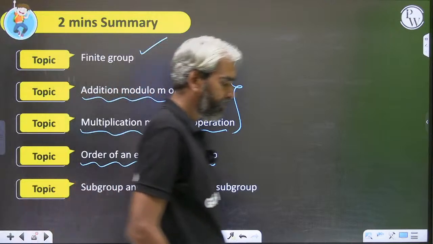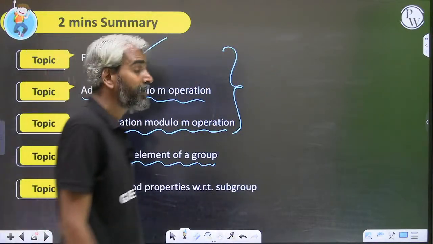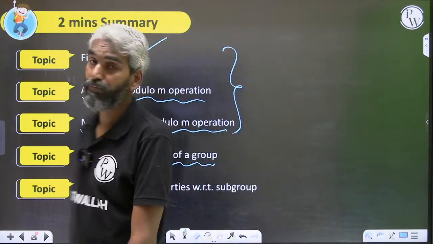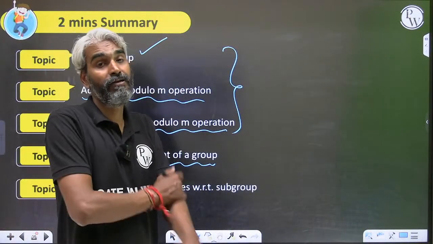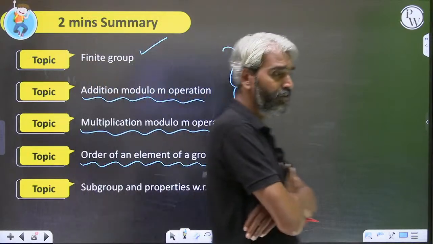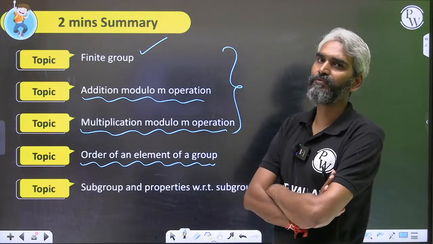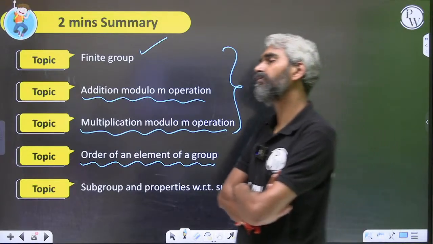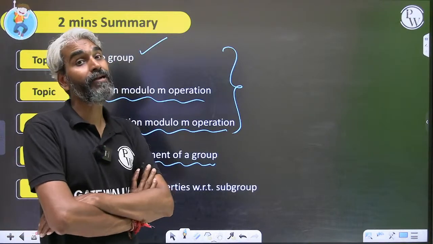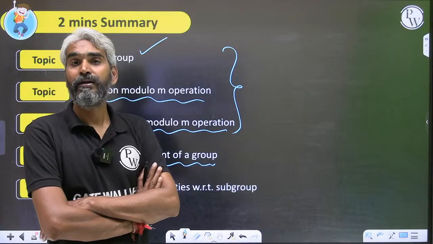The order of an element of a finite group is nothing but the least positive integer n such that a raised to the power n results in the identity element. Now please remember, the order of the identity element will always be equal to 1. Apart from that, if the order of an element is equal to 2, then that element will be the inverse of itself.